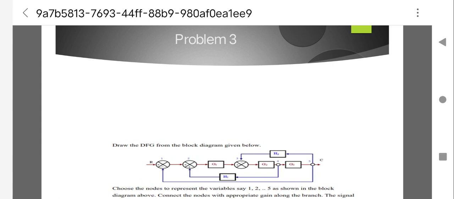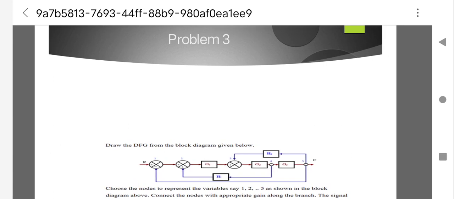Problem 2. Draw the signal flow graph from the block diagram given below. Choose the nodes to represent the variables 1, 2, 5 as shown in the block diagram above. Connect the nodes with appropriate gain along with the branch signal.